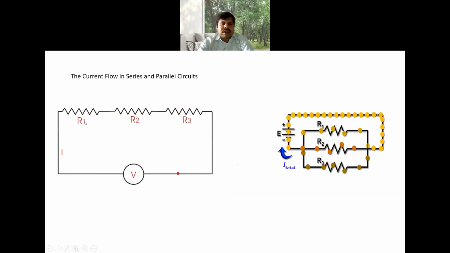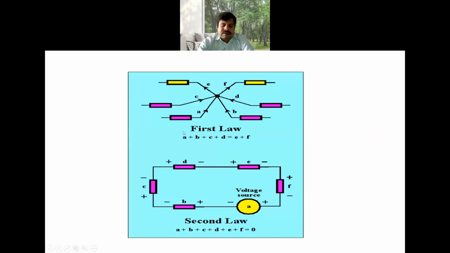In this, the current I is flowing through R1, R2, R3. The same current is flowing. Here, this is the difference between the series circuit and parallel circuit. Okay, so the Kirchhoff current law and Kirchhoff voltage law can be better illustrated by means of these particular diagrams.